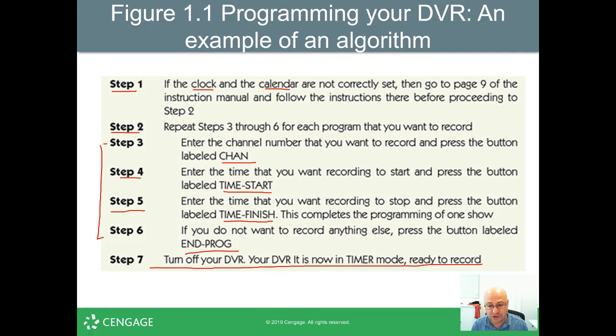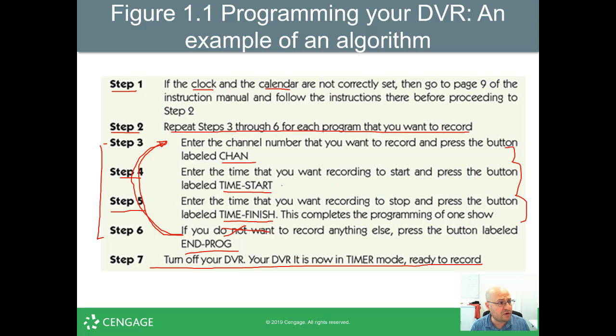Now, if you do not want to record anything else, that's fine, but what if you do want to record something else? Then what it's doing here is repeating steps 3 to 6 for each program that you want to record. So if this is false, meaning that if you want to record something else, you come back here and repeat the sequence of instructions again until you ask again, do I have another program that I want to record? Yes, then I come back here and repeat this over and over again.